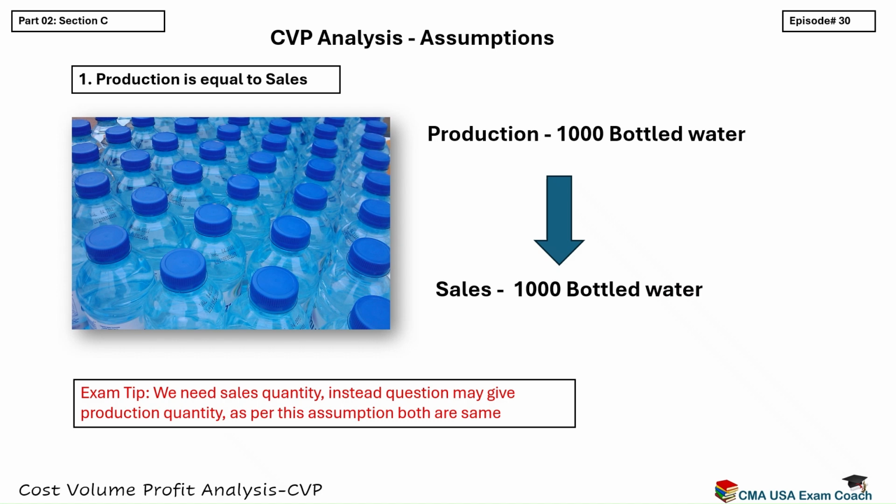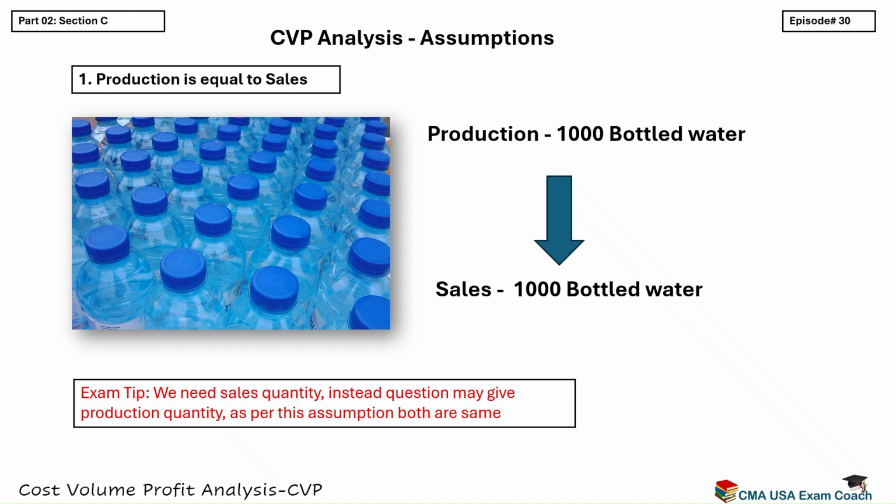Now, why is this assumption important in CVP analysis? Because if production and sales are not equal, then the fixed costs per unit and the contribution margin may not give us an accurate picture of profit. When units are produced but not sold, the cost of those units is added to inventory. That means some fixed overheads are sitting in inventory and are not being expensed in the income statement. This can lead to overstatement or understatement of profit.